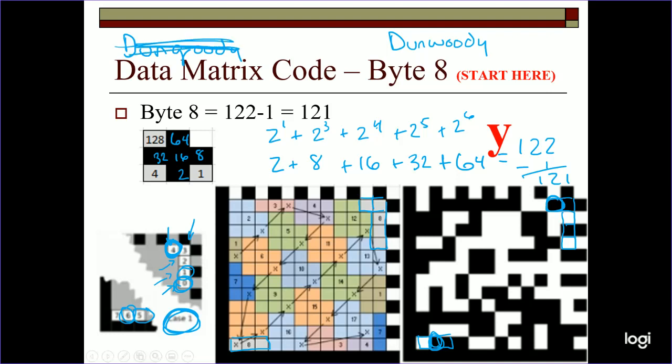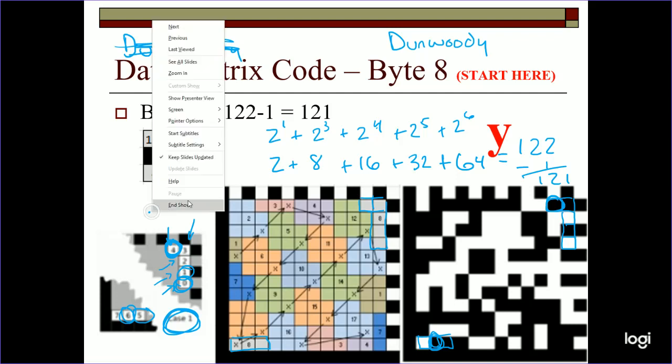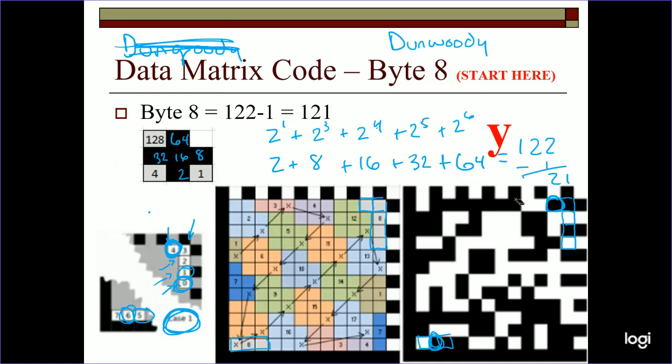Who has a scanner that we can scan this with? Is there anybody that's got a scanner that we can actually scan that one with? Let me do this real quick. I'm going to go to my eraser and erase this. Can a cell phone scan a data matrix? You've got to have a special app for it. Mine won't scan a data matrix. It's probably going to scan a QR code, but might not scan a data matrix code.